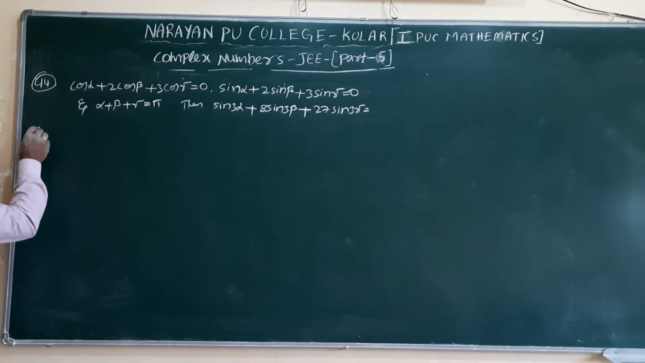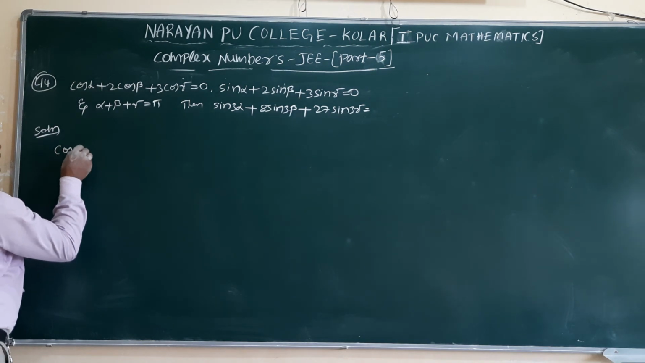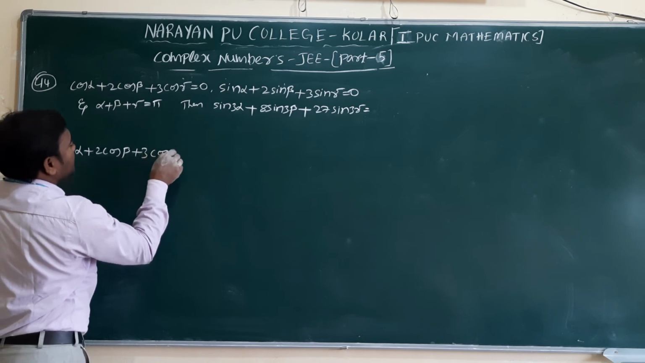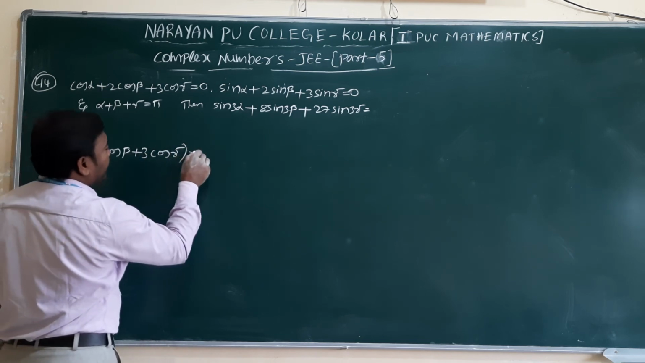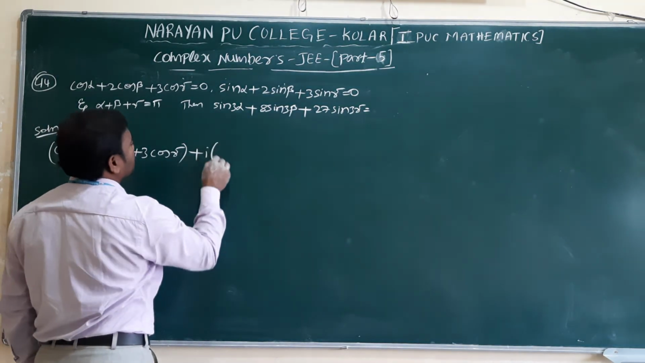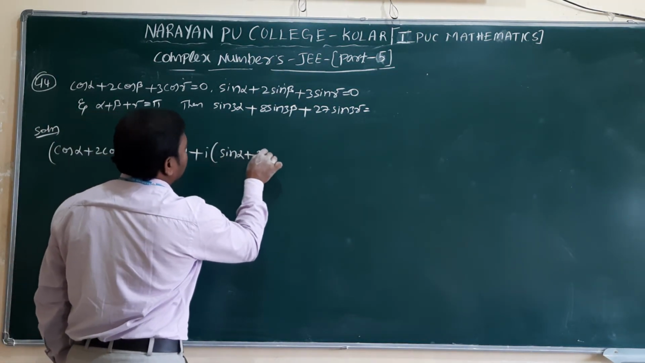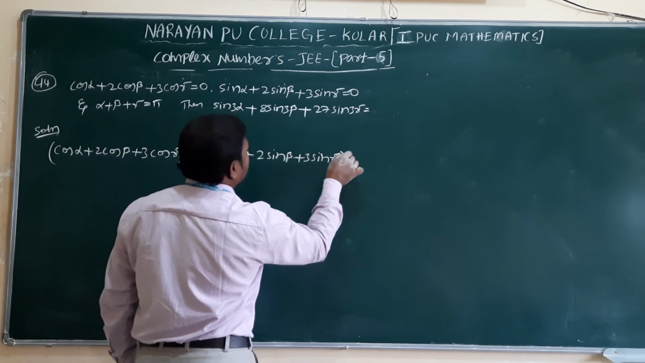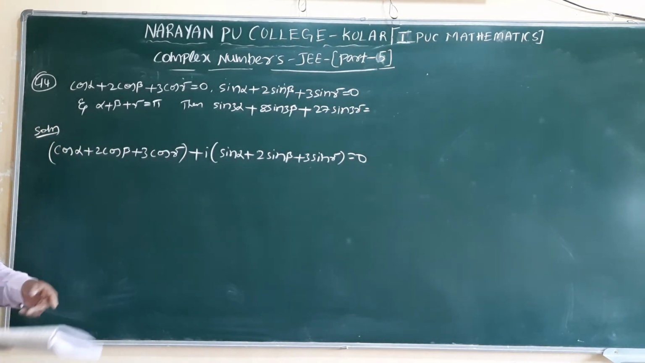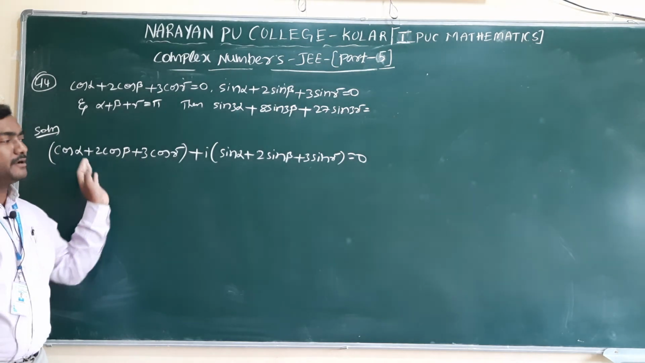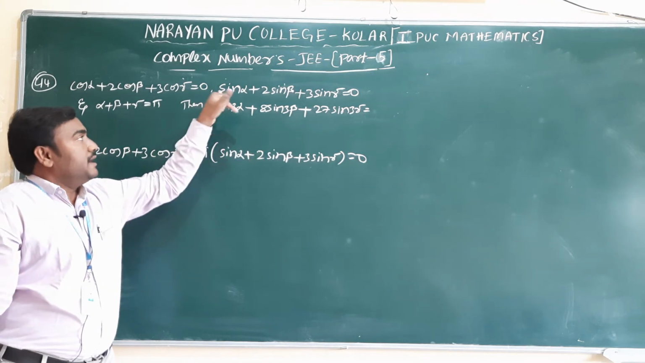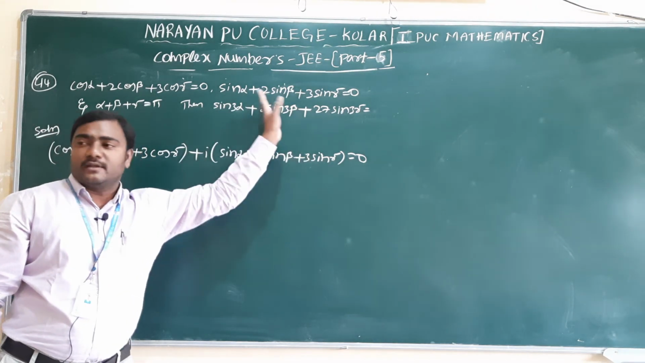Now, here it can be written like this: cos alpha plus 2 cos beta plus 3 cos gamma plus i into sin alpha plus 2 sin beta plus 3 sin gamma is equal to 0. So, it is a complex form. We can separate real parts and equate to 0. We are getting the same thing: cos alpha plus 2 cos beta plus 3 cos gamma is equal to 0. Again, sin alpha plus 2 sin beta plus 3 sin gamma is equal to 0.